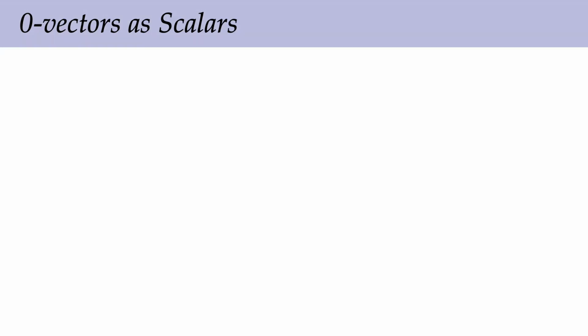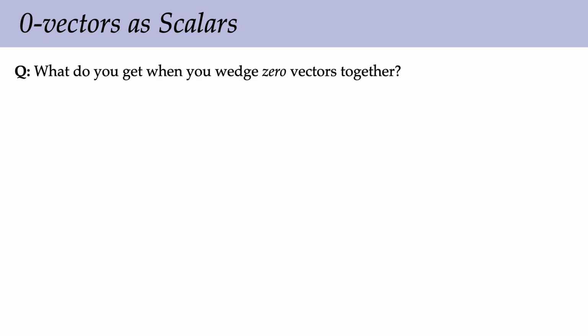Also very important to think about this degenerate case: what do you get when you wedge no vectors together? What does this look like? What is the picture that you would draw?